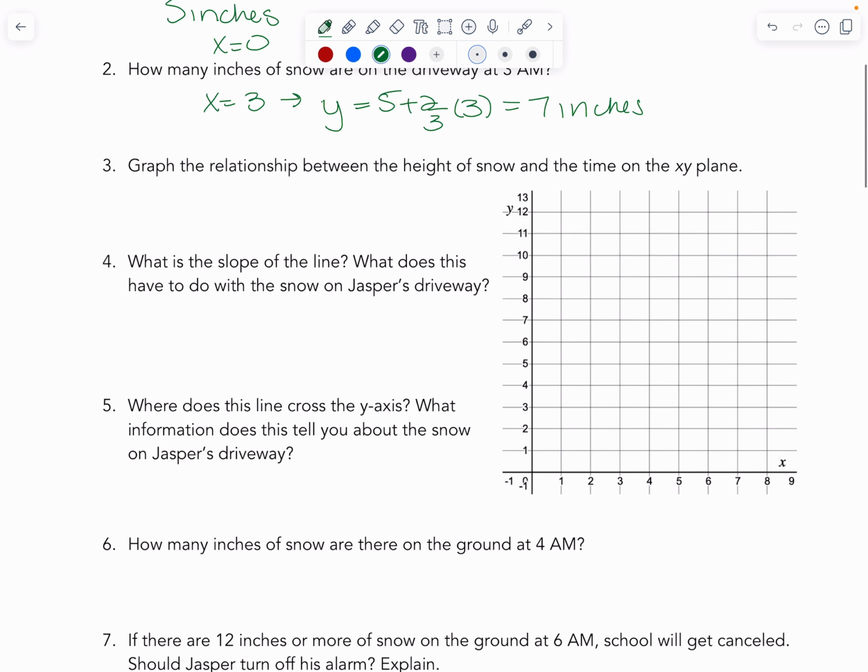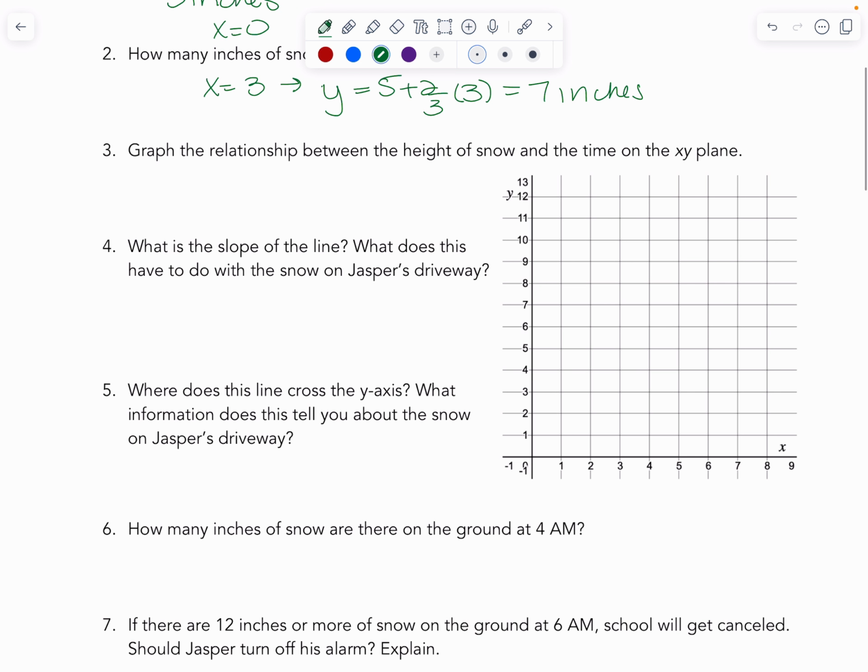Graph the relationship. And then I want to know also what the slope of the line is and what it has to do with the snow on Jasper's driveway. Okay, so go ahead and pause the video. All right, so we're back. So we have 5, and we go up to over 3, and we connect our line. So this represents 3 hours, and this represents 2 inches.